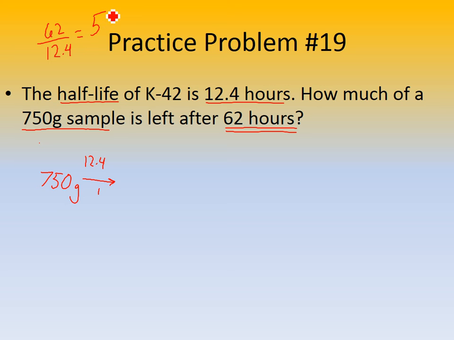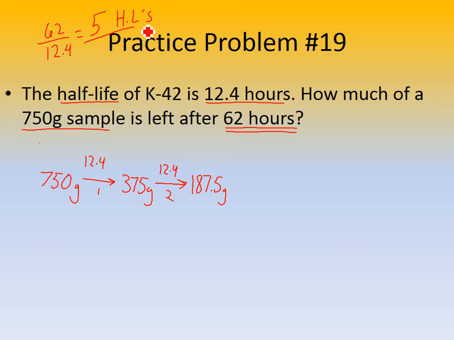So what did that tell you? 5 what? That's how many half-lives we have to go through. So let's go through 5 of them. After one half-life, what's half of 750? 375 grams remain. We have to go through 5 of these, so let's keep going. After the second half-life, which was 12.4 hours again, how much remains? 187.5. Good, 187.5 grams.